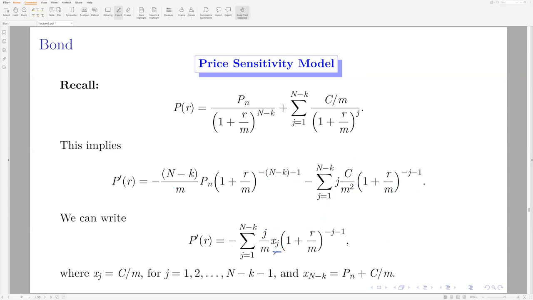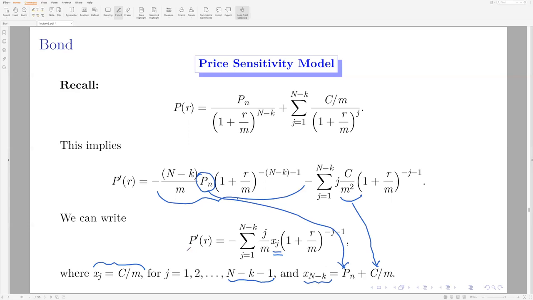Once you understand this, these x_j's are precisely C by M up to n minus k minus 1. The last term, you have to combine these also. Therefore, the last term x_(n-k) will be C by M coming from here, from the last term, and P_n is precisely coming from here. So this is how I have written P dash. Let's see further how we can go about.